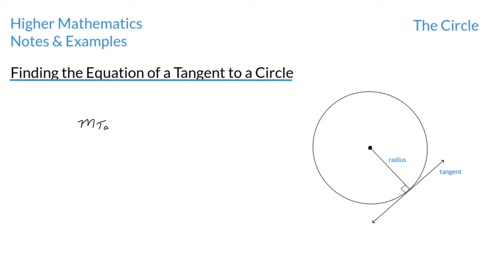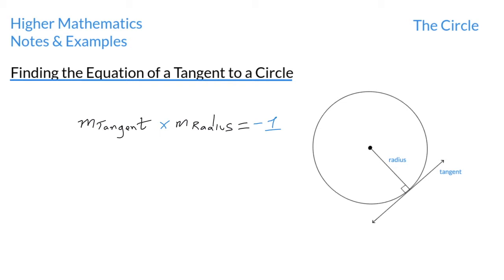Which means if we look at the gradient of the tangent, m tangent, and the gradient of the radius, multiplying these two together will always produce the answer -1. So m tangent times m radius will equal -1. Perpendicular gradients have that property, and the radius and the tangent are perpendicular.